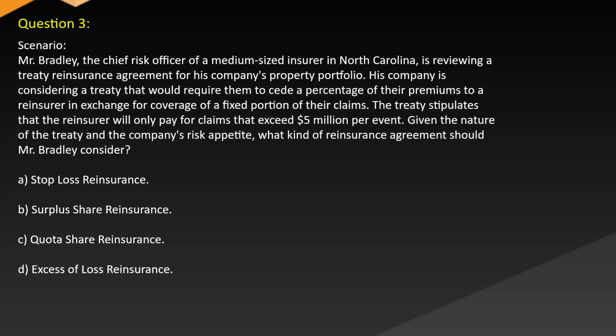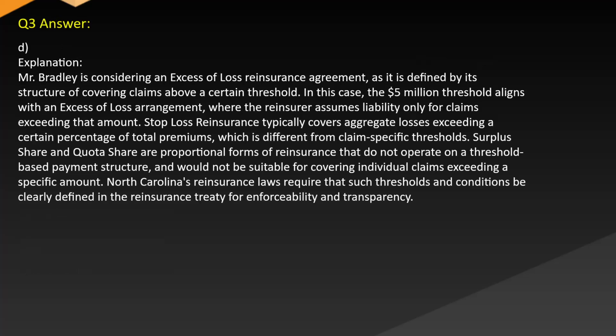Given the nature of the treaty and the company's risk appetite, what kind of reinsurance agreement should Mr. Bradley consider? A. Stop-loss reinsurance. B. Surplus share reinsurance. C. Quota share reinsurance. D. Excess loss reinsurance. Answer. D. Explanation. Mr. Bradley is considering an excess loss reinsurance agreement as it is defined by its structure of covering claims above a certain threshold.